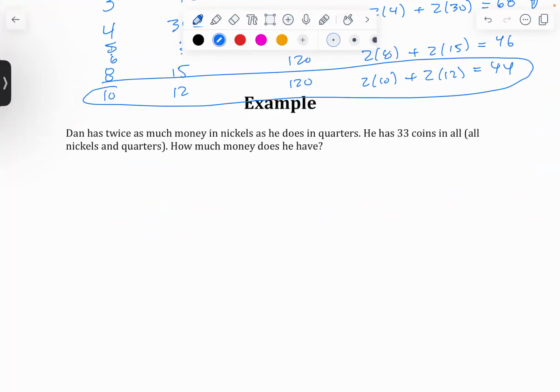Dan has twice as much money in nickels as he does in quarters. He has 33 coins in all, nickels and quarters. How much money does he have? Again, I think another opportunity for lists.